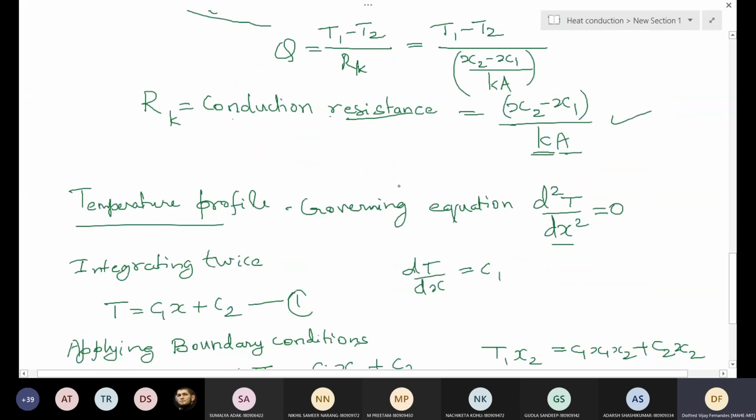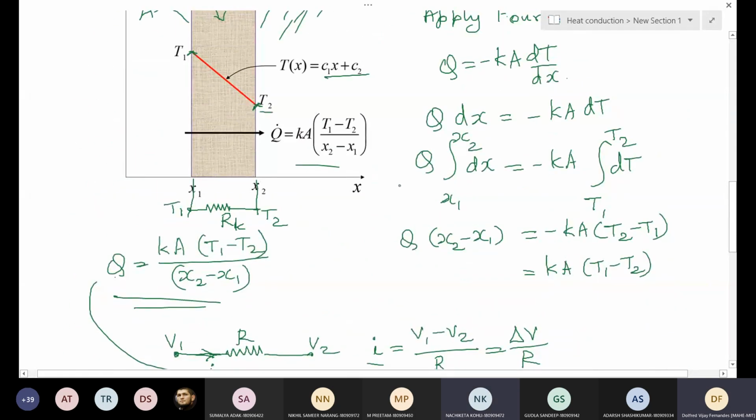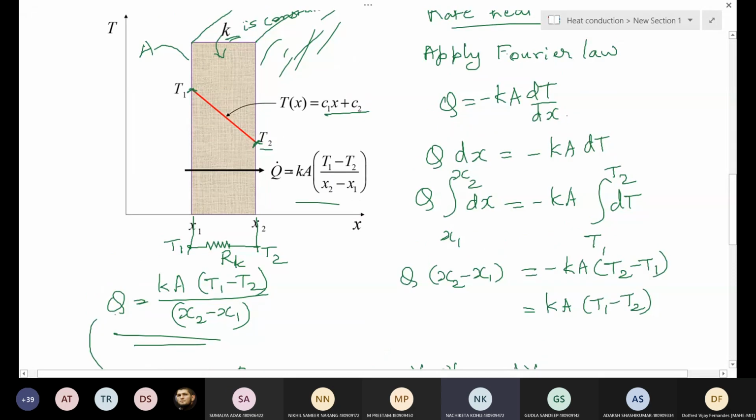So that is done. Now suppose you know the temperature profile. There is no physical significance of that temperature profile, right? It's just a linear equation. No, it's okay. If you know the temperature profile, you can calculate heat transfer also. Why not? Instead of giving you temperature on the boundaries, if I directly give you the temperature profile, a straight line, can you calculate the heat transfer?